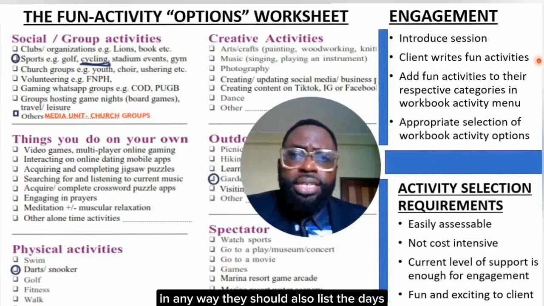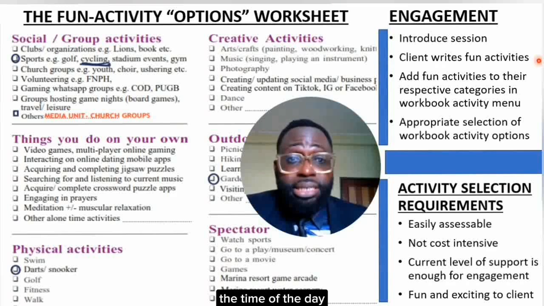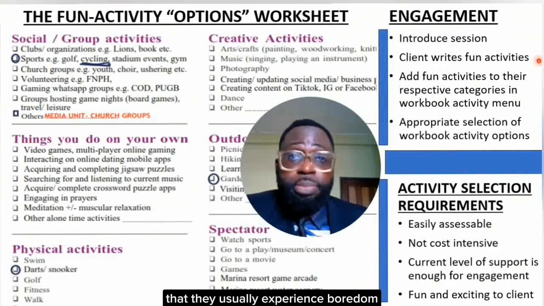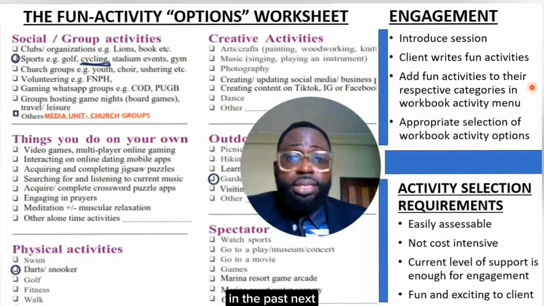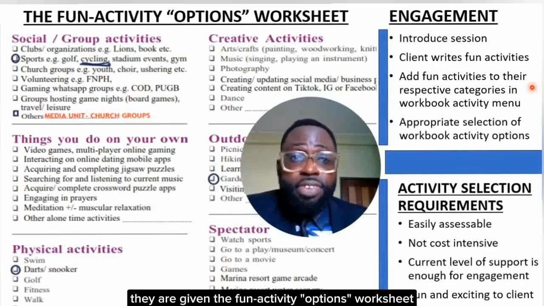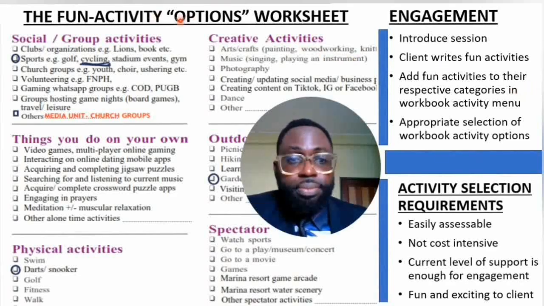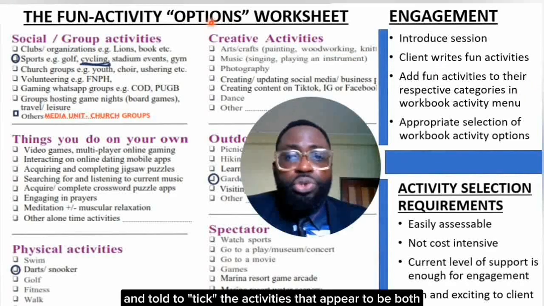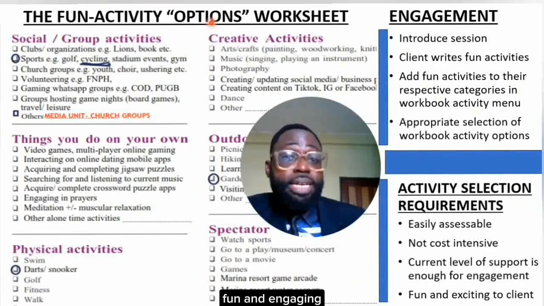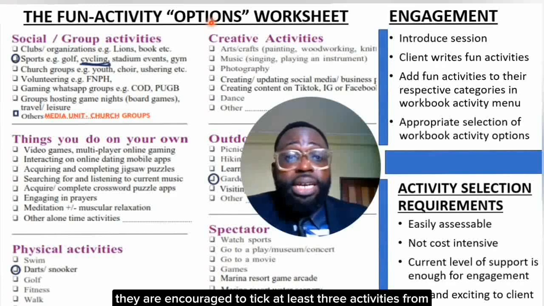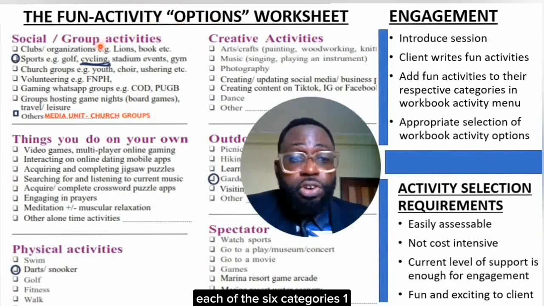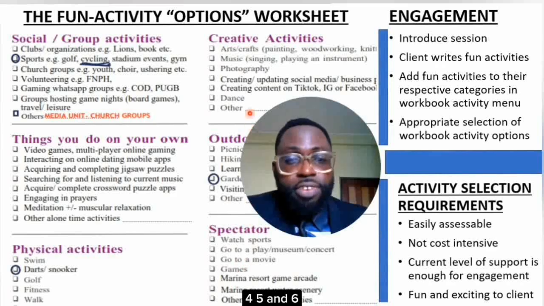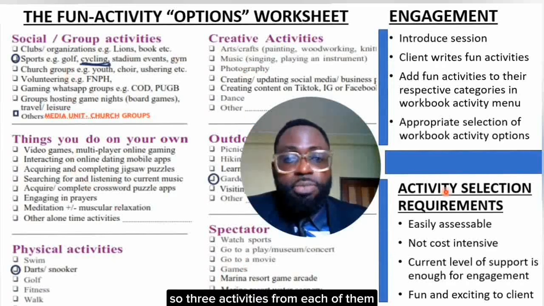They should also list the days as well as estimate the time of the day that they usually experienced boredom in the past. Next, they are given the fun activity option worksheets and told to tick the activities that appear to be both fun and engaging. They are encouraged to tick at least 3 activities from each of the 6 categories: 1, 2, 3, 4, 5, and 6. So 3 activities from each of them.